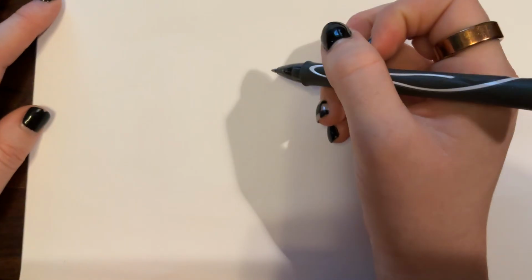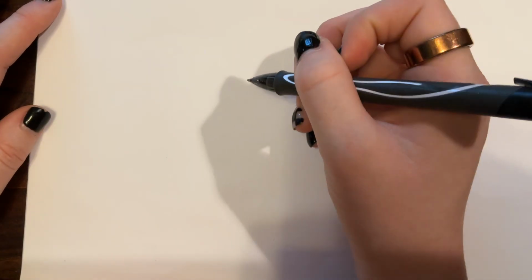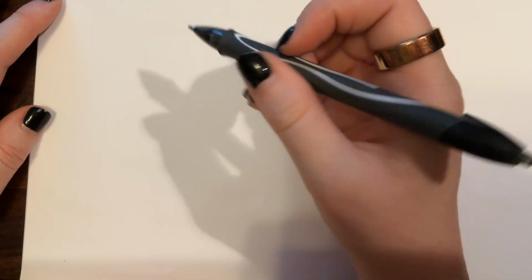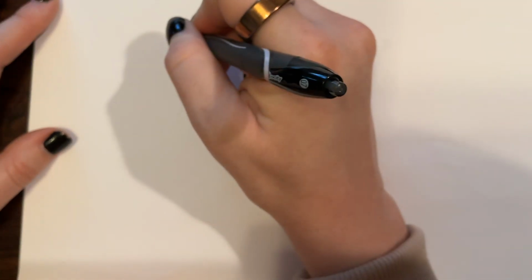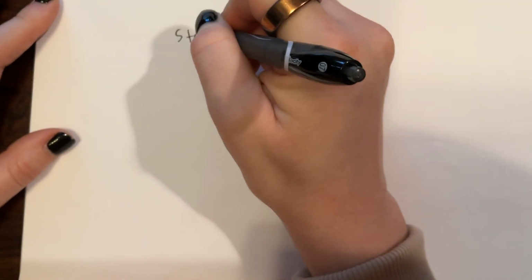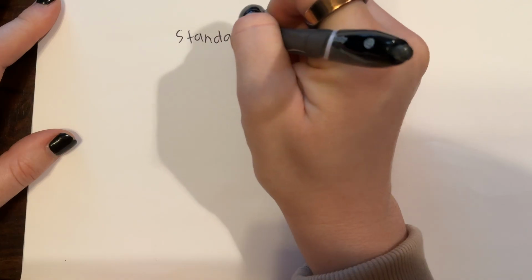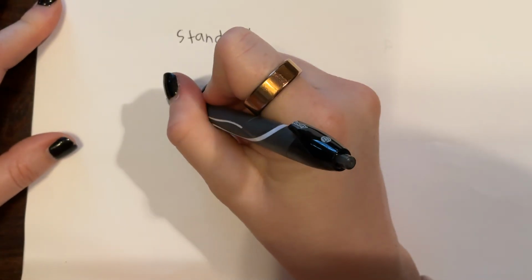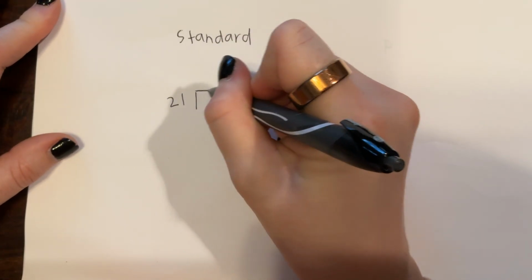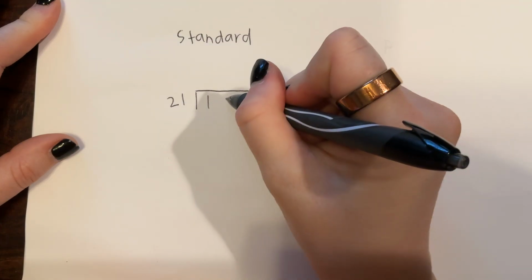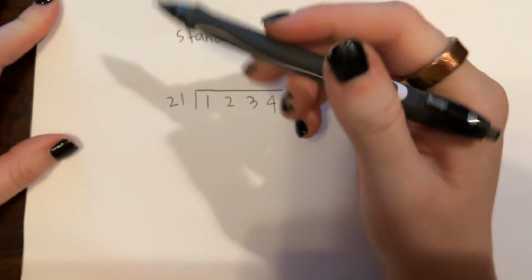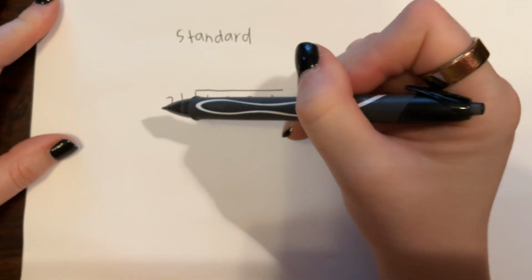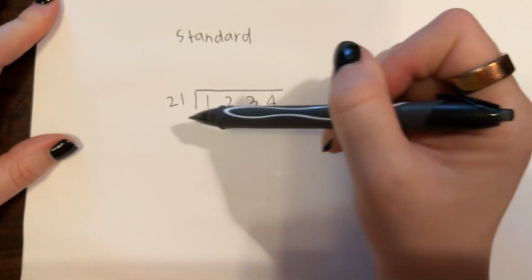I would like to address students and teachers today about different strategies and methods using long division, primarily using multi-digit numbers. We're going to start with the standard algorithm, and we're just going to throw out some numbers here. So we'll do 21, and let's just do 1, 2, 3, 4. For this method, we are primarily trying to see how many times this divisor can go into this dividend.